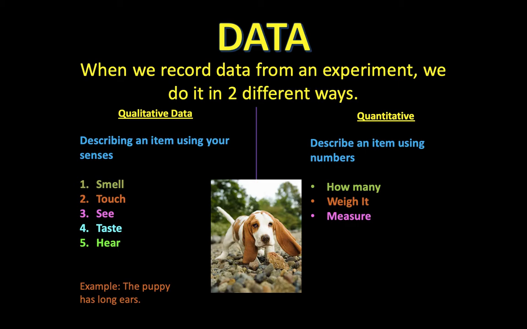Now, when we're looking at this picture of the dog and we're coming up with quantitative data, remember we have to have data that includes a number. So our example might be, the puppy's ears are 30 centimeters long. So we're coming up with data that has a number. And notice in that example, our number is 30 centimeters long. So qualitative deals with senses, quantitative data deals with numbers. So anytime you see a number in your data, you know you're using quantitative data. If you don't see a number but it's using the 5 senses, it's qualitative data.